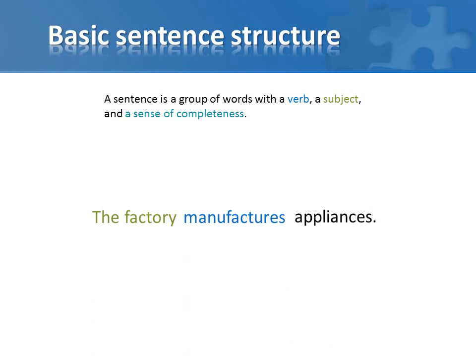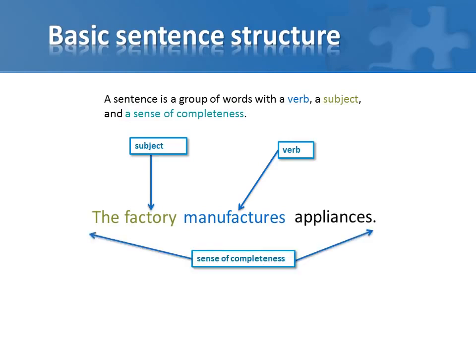Okay, so here we have a sentence, the factory manufactures appliances. The verb is manufactures. That's the action that's happening in the sentence. Factory is the subject. That's the person or thing that's doing the manufacturing. And finally, there's a sense of completeness with this sentence. The sentence isn't structured as though there was more information to come. The sentence makes one point and the reader isn't left hanging, wondering or waiting for more information.